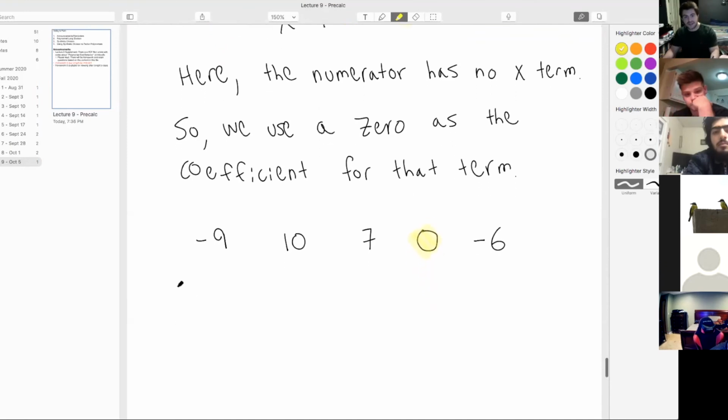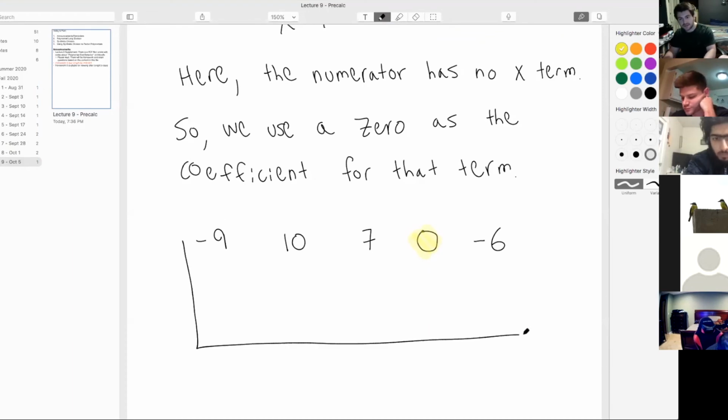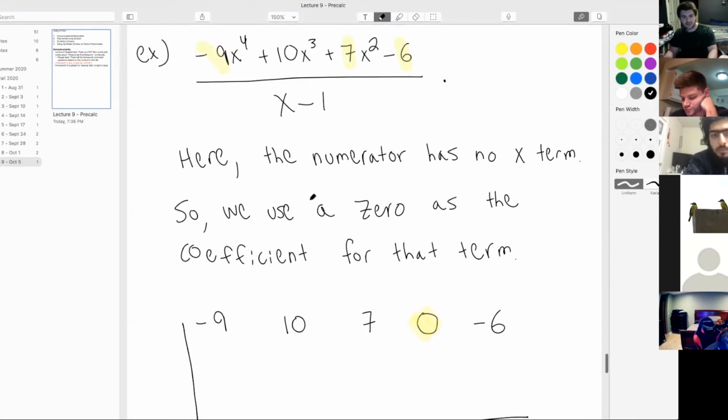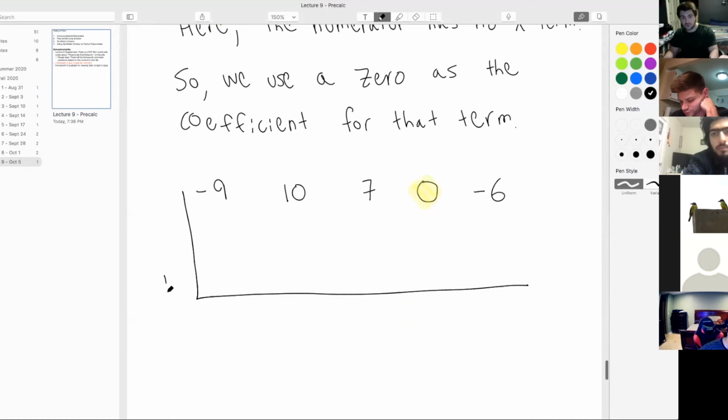Good, so now we set it up. So draw in this box thing and put your k value. So k is going to be 1. K is 1 here, so I just put a 1. That's the setup. And now let's just go through the algorithm.